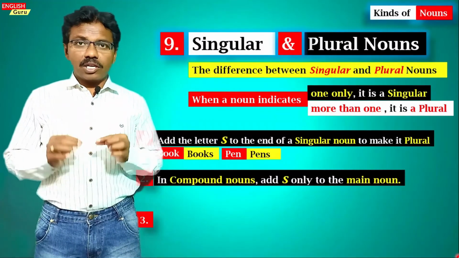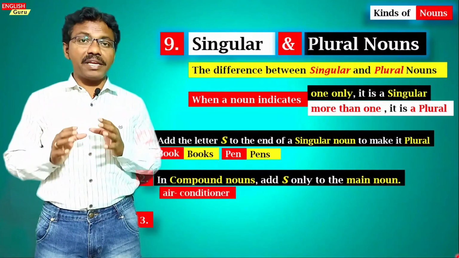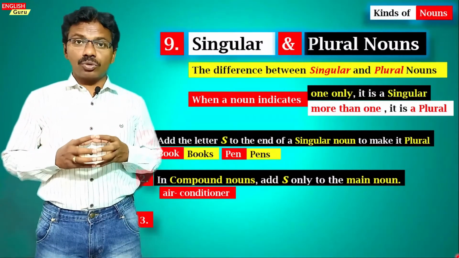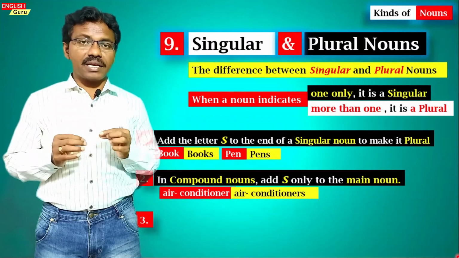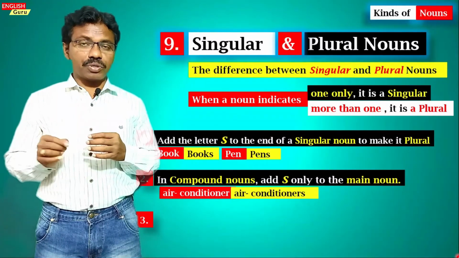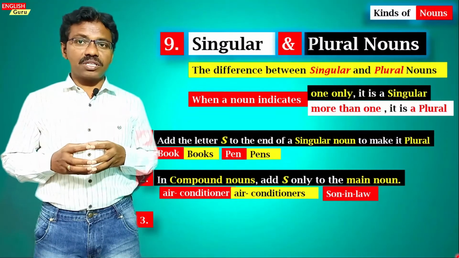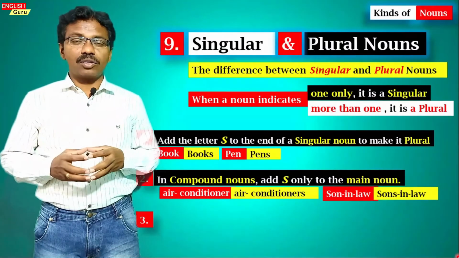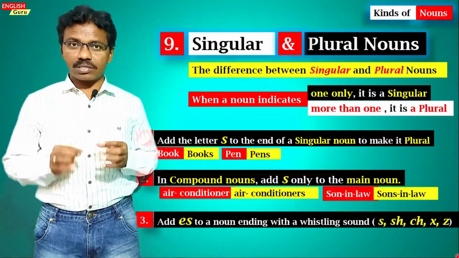And the next one is in compound nouns, we should add S to the main noun. For example, air conditioner. So here the conditioner is the main noun, so we have to say air conditioners. You should add S to conditioner, not air. And the next one is son-in-law. Sons-in-law. So sons is the main noun, so we have to add plural to sons.